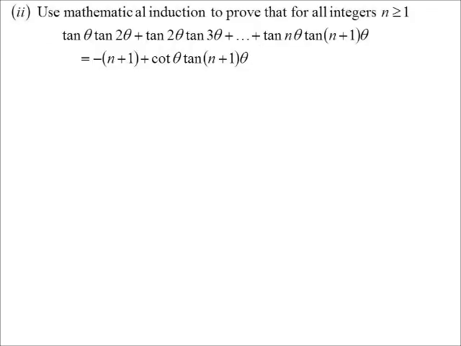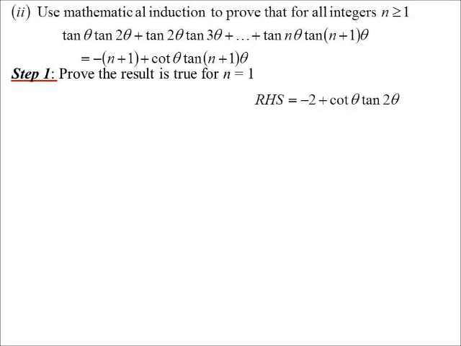Yeah. Use induction. So here's our induction. It is a series type. So tan theta tan 2 theta, tan 2 theta tan 3 theta, and so on. So, all right, let's prove it for the first case. And strangely, I've actually started with the right-hand side rather than the left-hand side this time. So on the right-hand side, when n equals 1, I get negative 2 plus cot theta tan 2 theta. All right, left-hand side, obviously the first term there is tan theta tan 2 theta. I want to show these two things are the same.